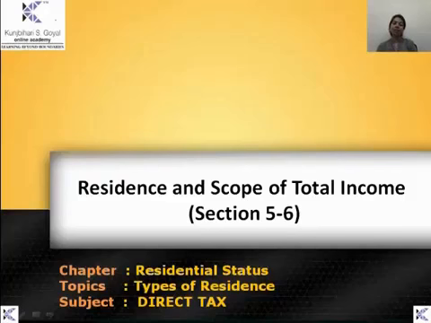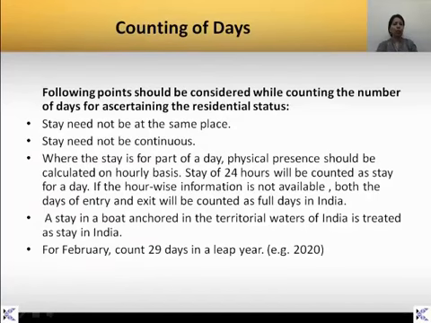Hello friends, in the last slide we saw the calculation of the number of days for residential status. It is very important how you calculate the number of days to satisfy the condition of whether he is a resident, a non-resident, or a resident and ordinarily resident. There are certain points you should remember while counting the days. So what points should you consider while counting the number of days for ascertaining the residential status?